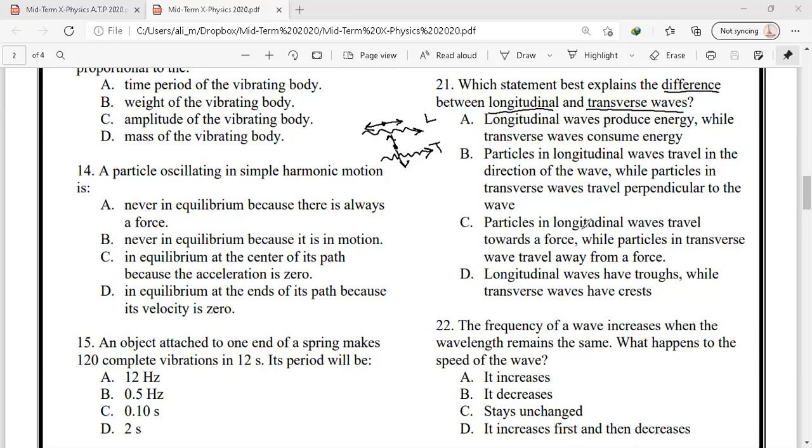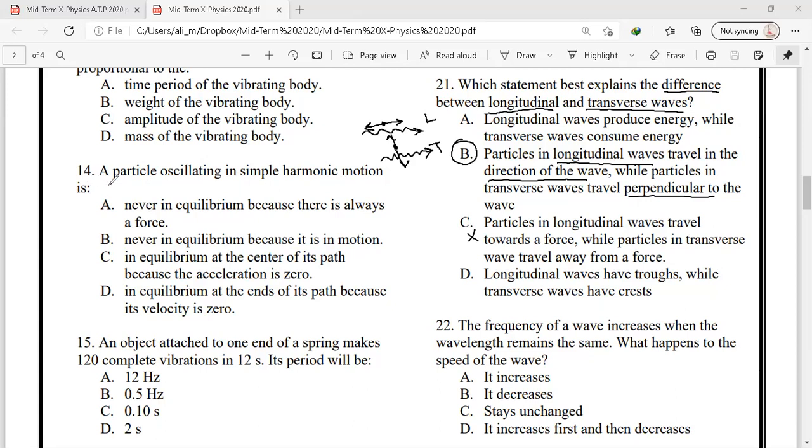Particles in the longitudinal wave travel towards the force, while particles in the transverse wave move away from the force. That is the incorrect answer. Particles in a longitudinal wave travel in the direction of the wave, while particles in the transverse wave move perpendicular to the direction of the wave. So we have option B, that is the correct answer for this question.